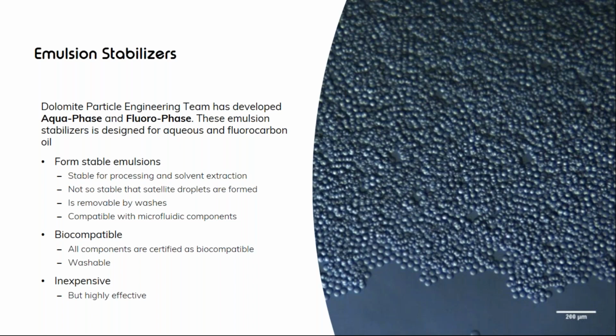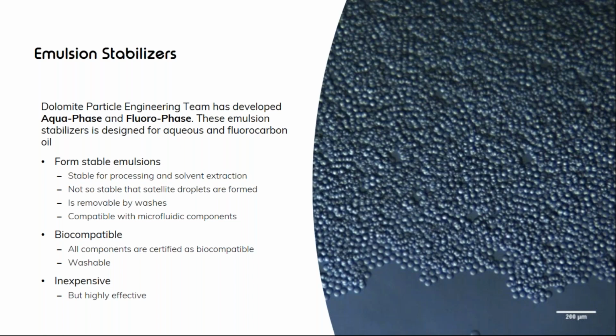So we find that a big problem with supplying customers with systems on their own is that customers tend to play around with different chemicals and achieve different results. So in order to prevent that from happening and actually substantially increase the throughputs of these systems, we've introduced two emulsion stabilizers available through Dolomite website now.